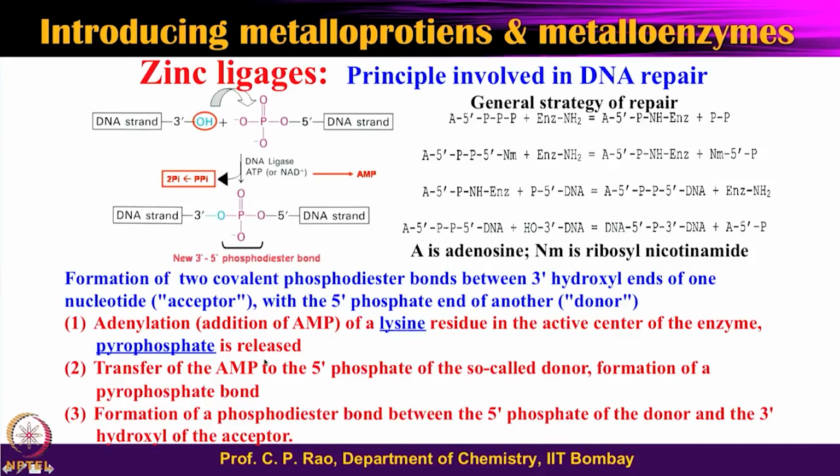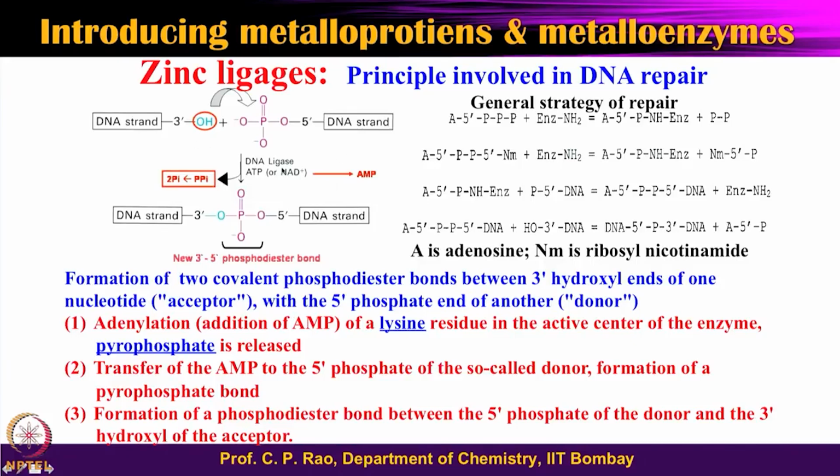So, therefore, adenylation, that is addition of AMP to a lysine residue in the active center of the enzyme, will happen because the AMP is coming out. Pyrophosphate is released, PPi, pyrophosphate. So, there is the transfer of AMP to the 5' phosphate of the donor through the formation of a pyrophosphate bond. Then a phosphodiester bond forms between the 5' phosphate side and the 3' hydroxyl side. So, this is the principle based way.